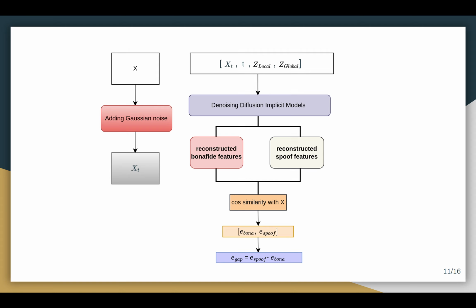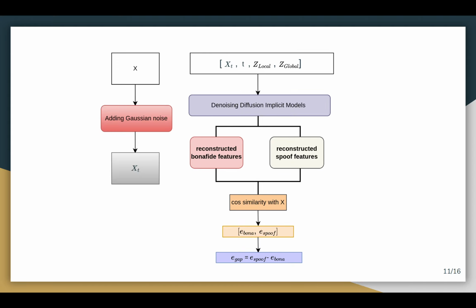And next is about our diffusion system. This figure shows how our diffusion-based energy signal is computed. We start from the original speech feature X, and first add Gaussian noise to obtain a noisy version xt following the standard diffusion process. The diffusion model then takes xt together with the diffusion step T, the local condition and the global condition, and uses the denoiser DDIM.